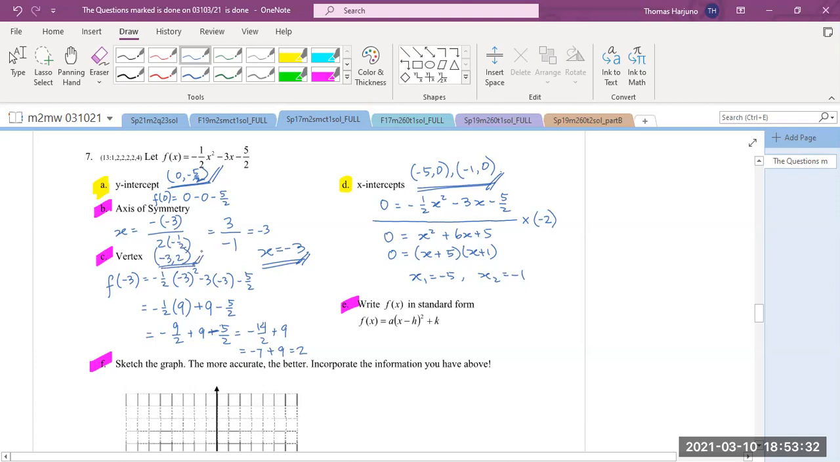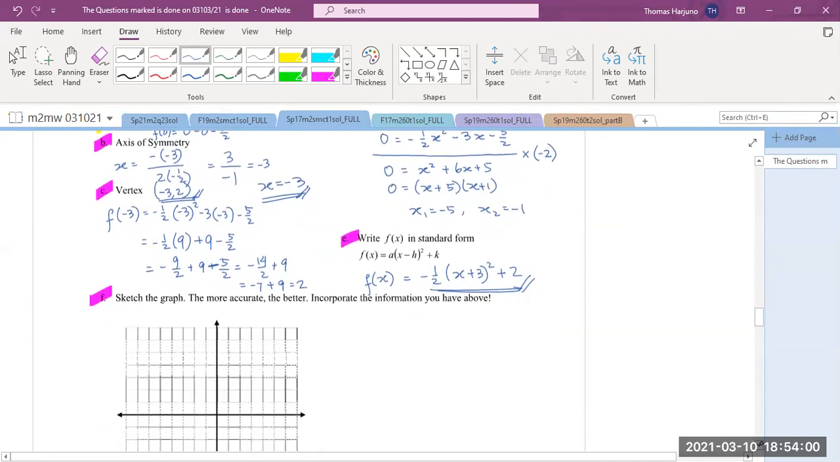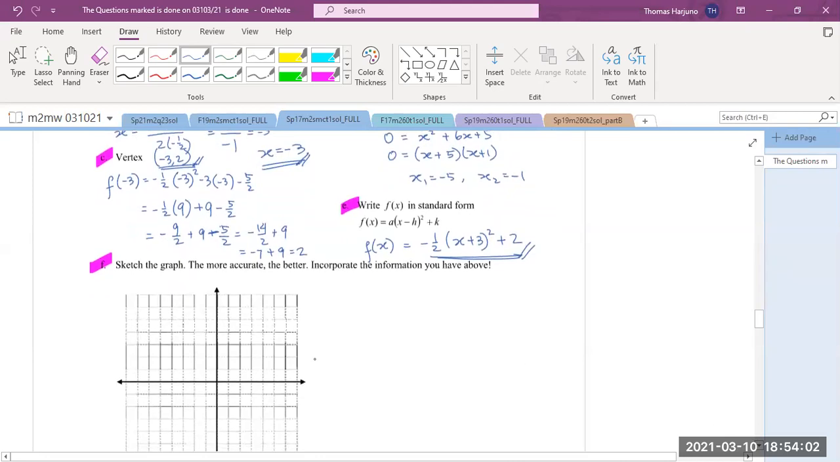Now, once we know the vertex, we know the standard form. f(x) equals the leading coefficient negative 1/2 times (x plus 3) squared plus 2. Quite straightforward, right? Okay, now how to sketch the graph? The vertex is (-3, 2).